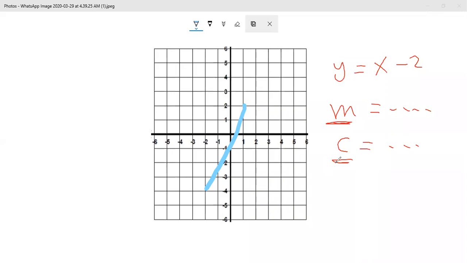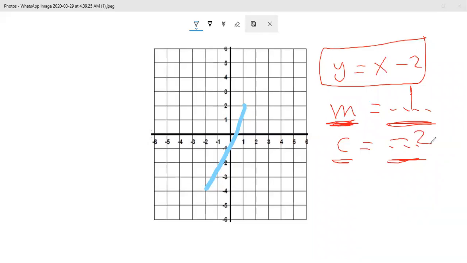The equation said y equals x minus 2. So M equals what? M equals 1. And C equals negative 2. Do you hear me now, Abdurrahman? Yes. So M equals 1 and C equals negative 2. No problem to solve this question.